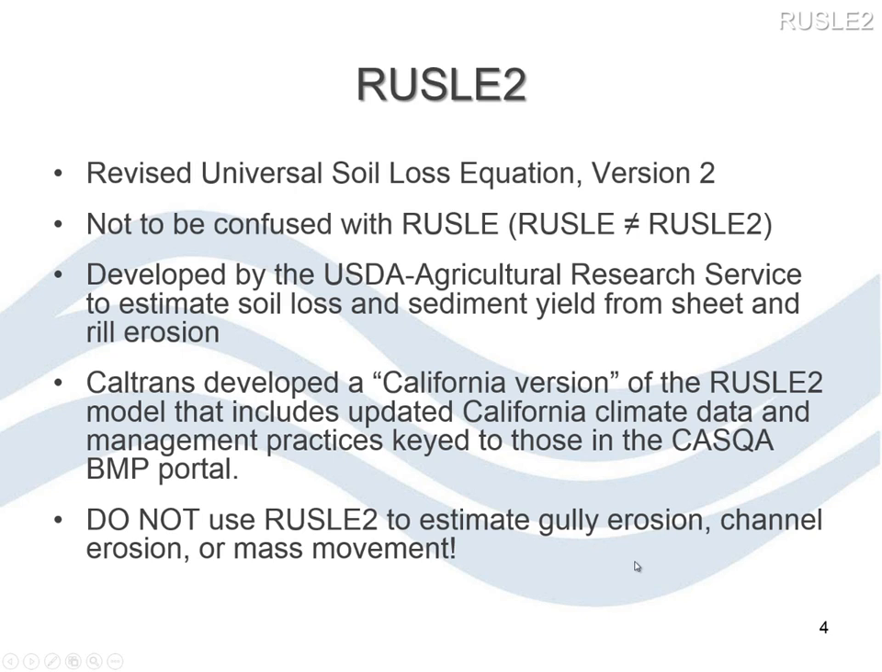A few years ago, Caltrans actually developed a California version of the RUSLE2 model. RUSLE2 was developed by the U.S. Department of Agriculture, specifically the Agricultural Research Service.